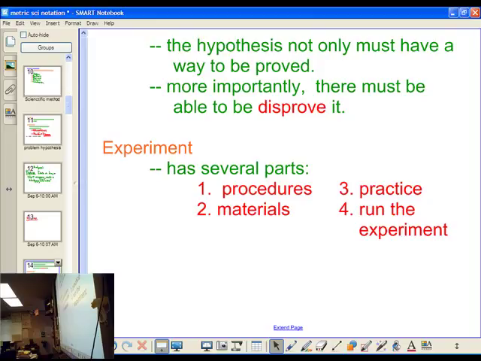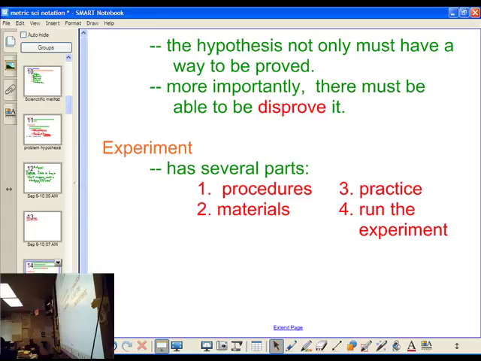An experiment has several parts. In the experiment, you are making your procedure. After we have a problem and hypothesis, you have to make a procedure. You have to figure out what materials and what data you're going to gather. You're going to have to practice it, and finally you're going to run your experiment. You know, it's a good idea to practice your experiment before you do it.